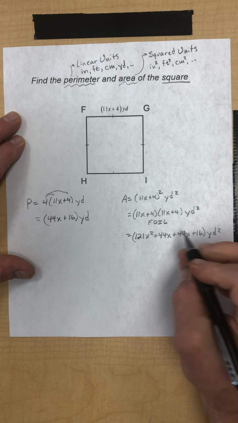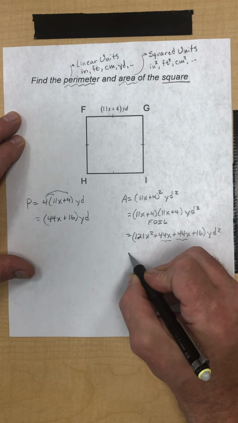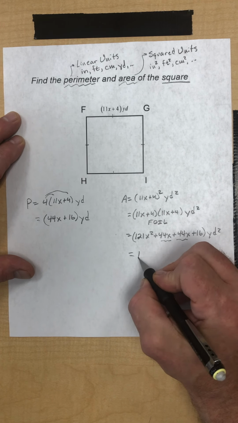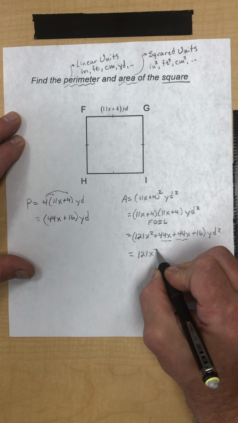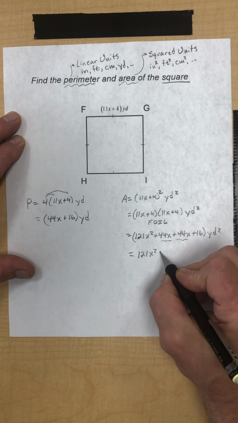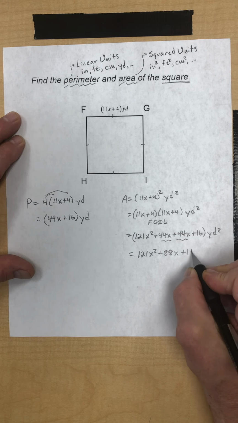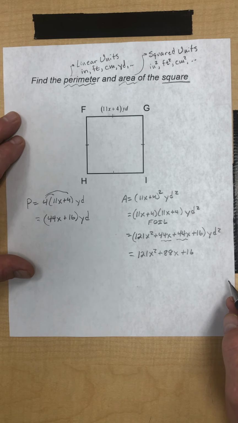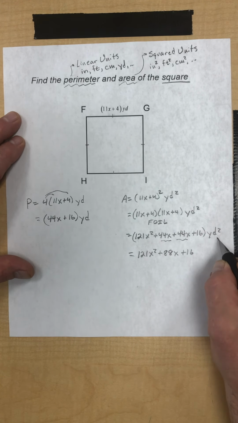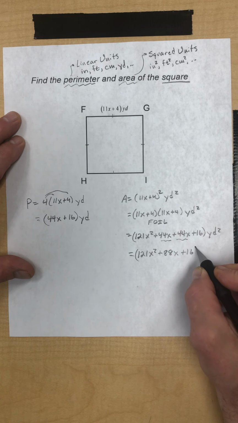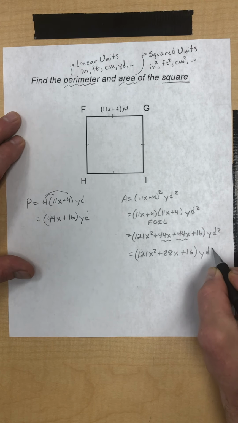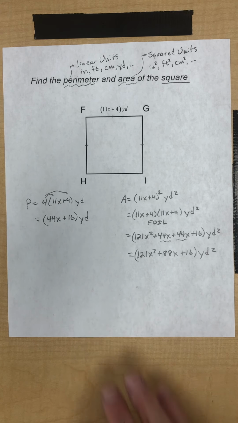square yards. And then we can collect similar terms. Okay, so we get 121x squared. 44x plus 44x is 88x. Bring down the plus 16, and all the similar terms are collected, so we're done. And we want the square yards to apply to everything, so we put it inside parentheses. Okay, and we're done. Okay, let's try another one of those guys.